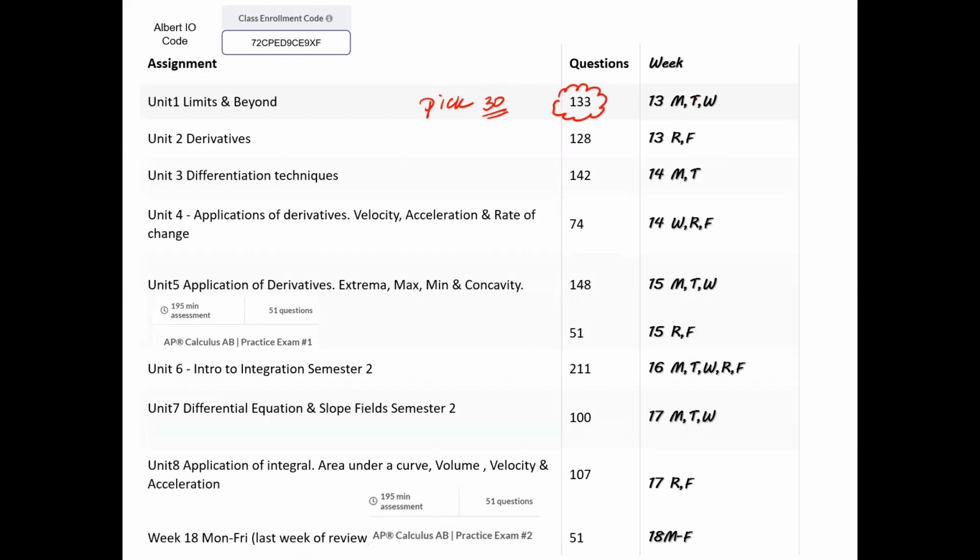Then Unit 2, we're going to go on to week 13, Thursday, Friday, and you can pick any 30. Then on week 14, Monday, Tuesday, we're going to start on differentiation techniques, pick any 30. And then Unit 4, you could do week 14, Wednesday, Thursday, Friday. Unit 5 on extrema, max, and min, is week 15, Monday, Tuesday, Wednesday.